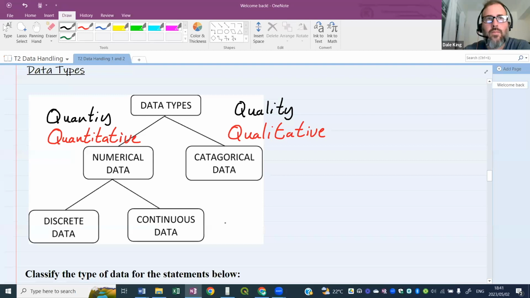And then discrete data, for example, it decreases for the amount of people. Like the more people, the less... I think I'm confusing myself now.